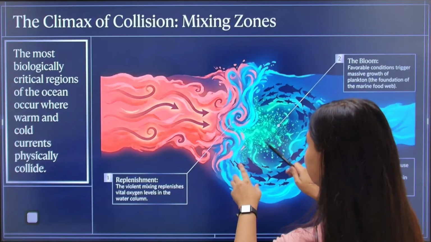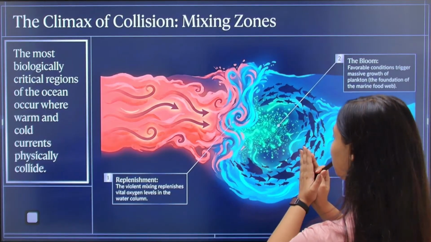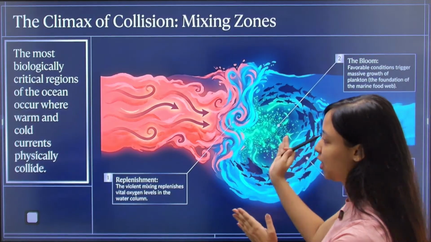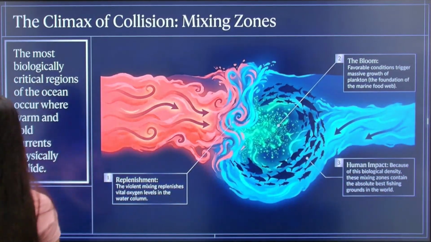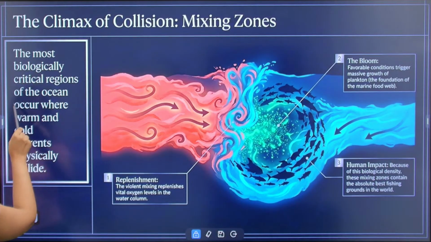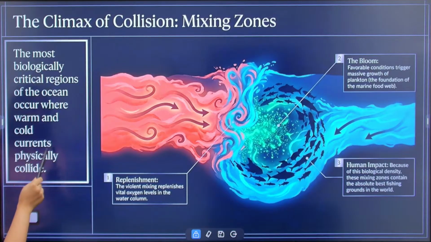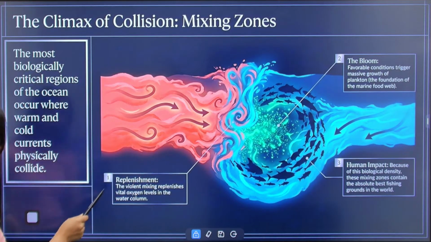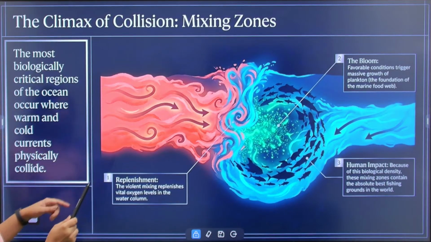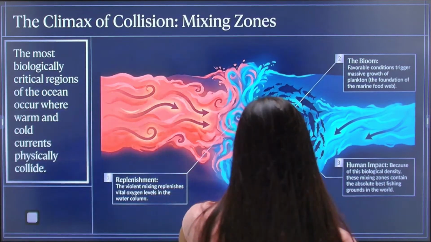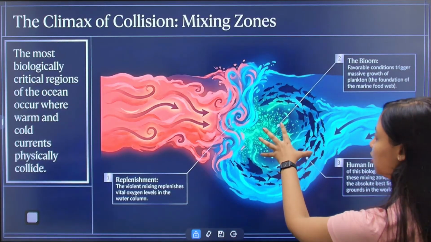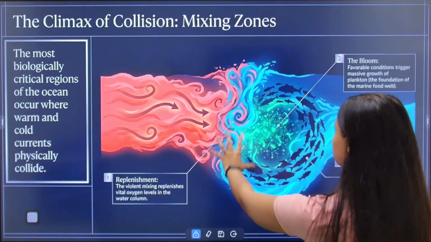Whenever we have studied that some cold currents collide with warm currents, whenever there is a collision, this kind of situation happens. A good marine reserve is created here. The most biologically critical regions of the ocean occur where warm and cold currents physically collide, like this. Replenishment: the violent mixing replenishes vital oxygen levels. Whatever oxygen levels are depleted in some regions, it will replenish. High oxygen levels will be maintained in these collision zones.